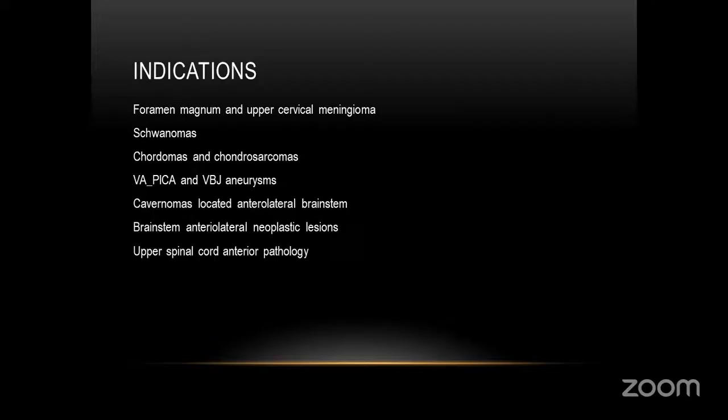What are the indications? You all know very well what the indications of this one are. I will not just go through this one. Foramen magnum and upper cervical meningiomas, schwannoma, chordoma, chondrosarcoma, aneurysms. The posterior circulation aneurysms can be approached in a good way by this approach, far lateral and lateral suboccipital transcondylar. Cavernomas located anterolateral brainstem, anterolateral neoplastic lesions, upper spinal cord anterior pathology can be approached with the help of this approach, at the cervical level spinal cord lesions.